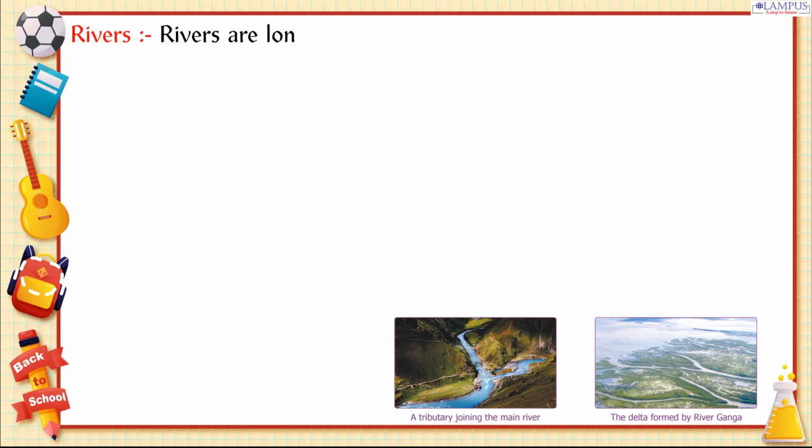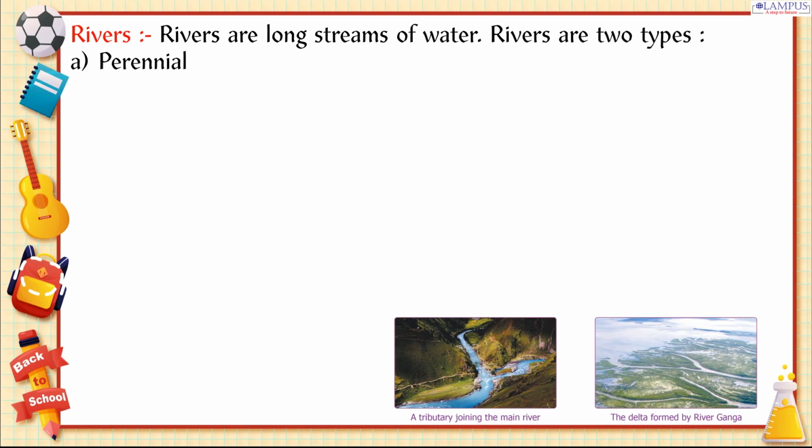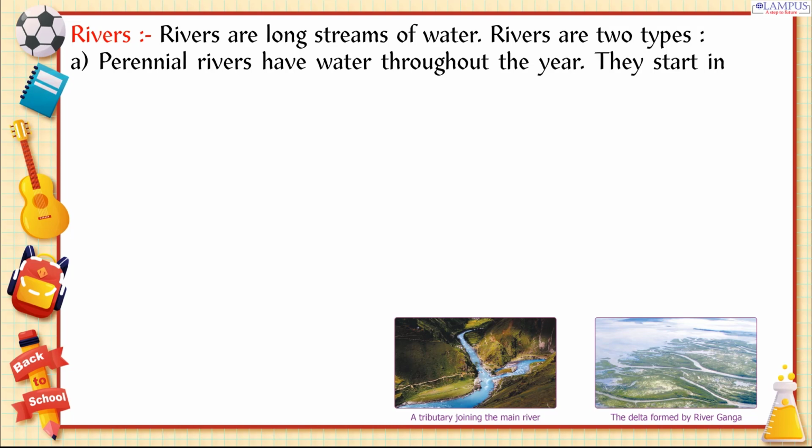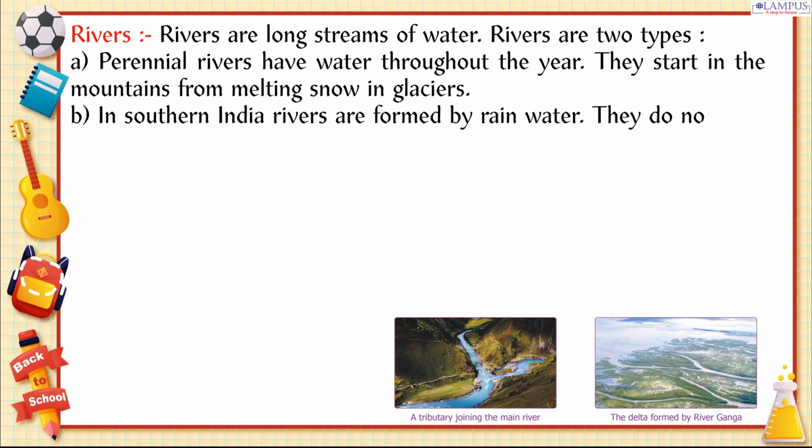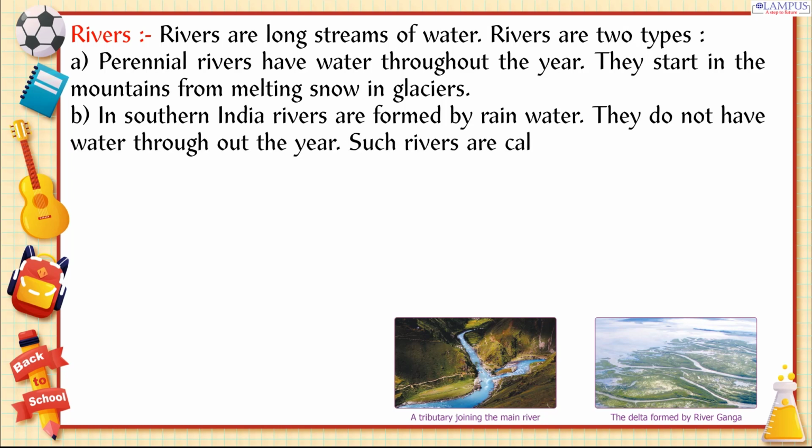Rivers. Rivers are long streams of water. Rivers are of two types. A. Perennial rivers have water throughout the year. They start in the mountains from melting snow in glaciers. B. In southern India, rivers are formed by rainwater. They do not have water throughout the year. Such rivers are called seasonal rivers.